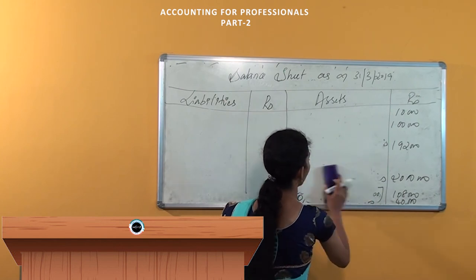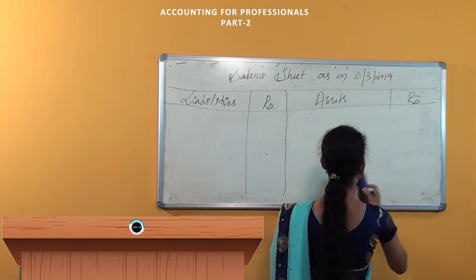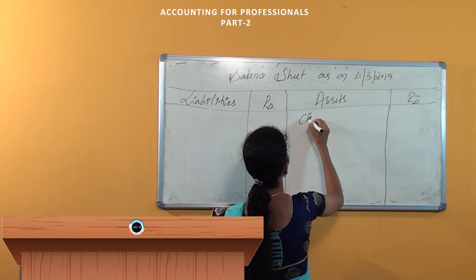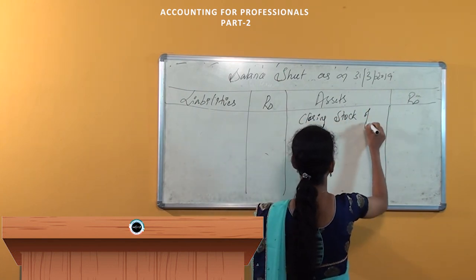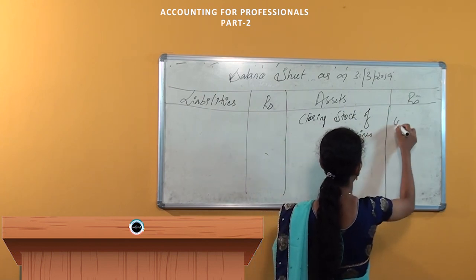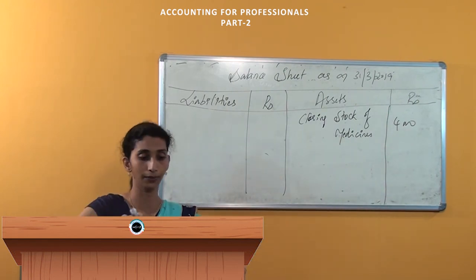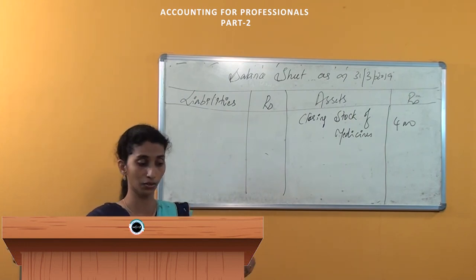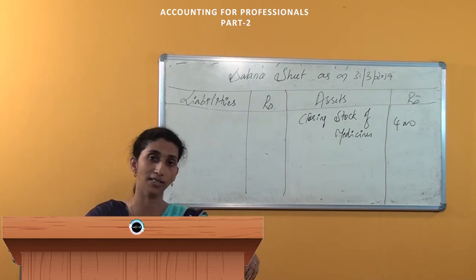Closing stock of medicine. The balance sheet should tally. So closing stock of medicine of 4,000. Okay, so here we end up with the asset side. We'll continue with the next class. Thank you.